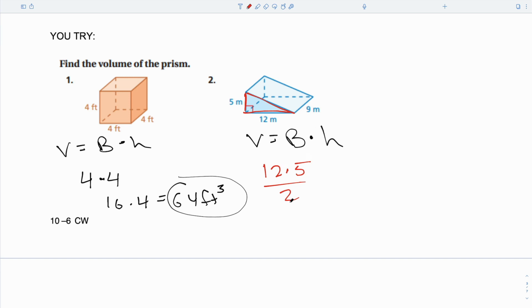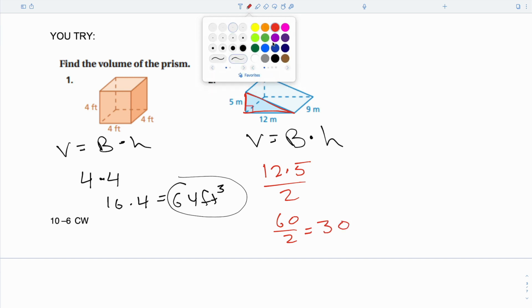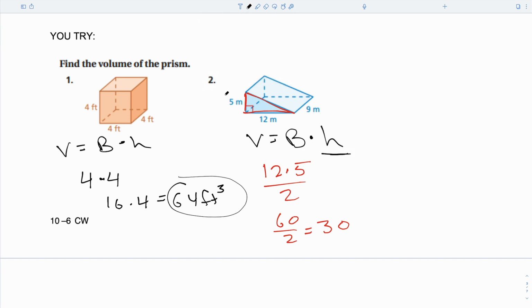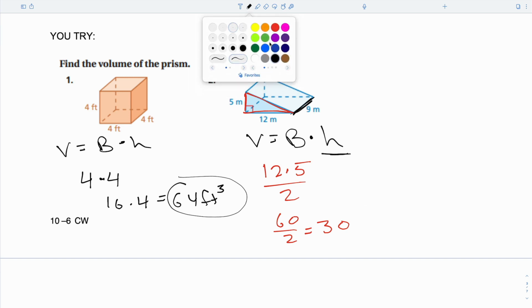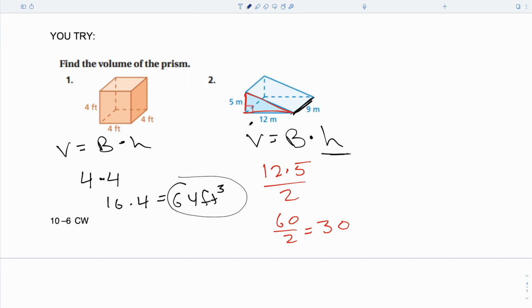12 times 5 is, Leighton, divided by 2. Maya? 30. All right, there's your area. What's the height of this thing, Maya? We used 5 and 12 for the base. What's the height? It's 9. So whenever you get the triangular prism area out of the way, look for the other number, and that would be 9. 9 times 30 is 270.